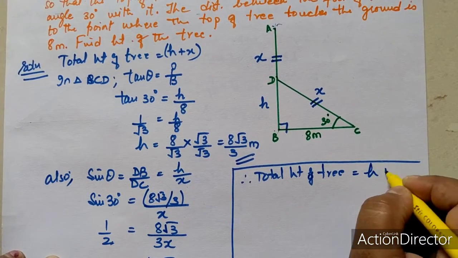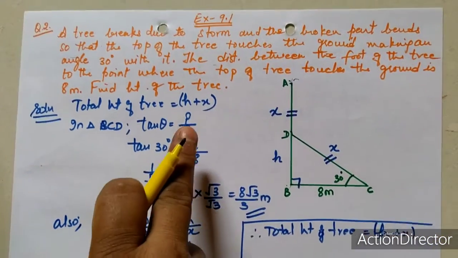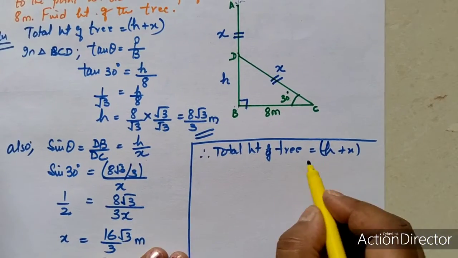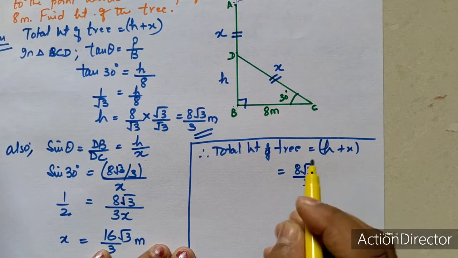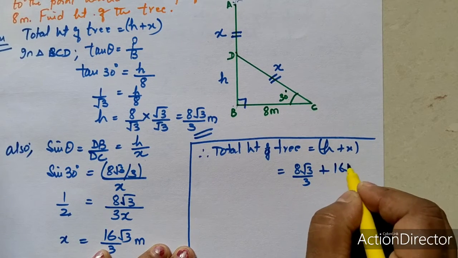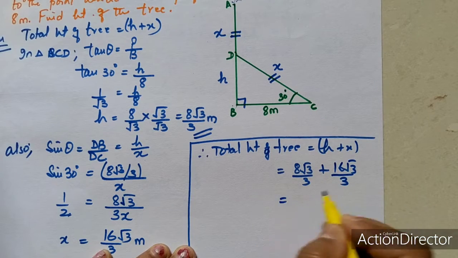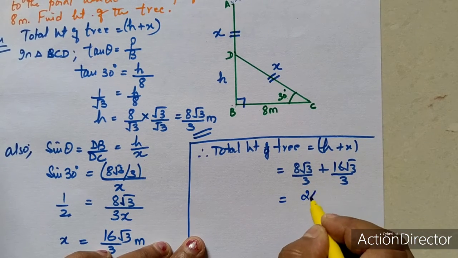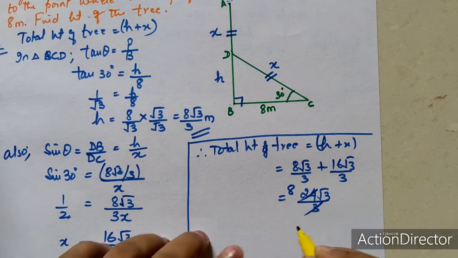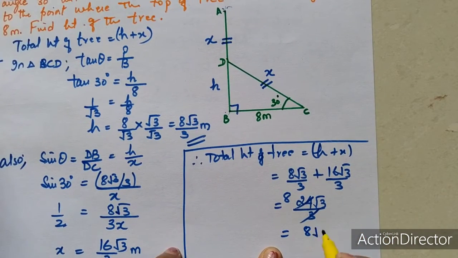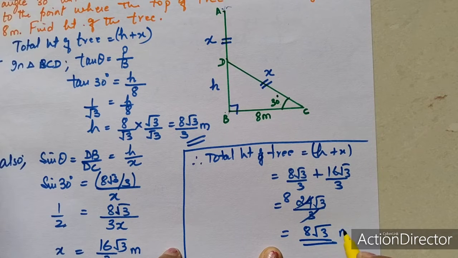was actually we marked as h plus x. यहाँ पे पहले से ही लिखा हुआ है तो आप इन दोनों को अभी ऐड कर देंगे. तो h was 8√3/3 plus x was 16√3/3. अब आप इन दोनों को ऐड कर दीजिए तो ये आएगा 24√3/3. जब आप इसको कैंसिल करेंगे तो आपको टोटल मिलेगी हाइट 8√3 meter.